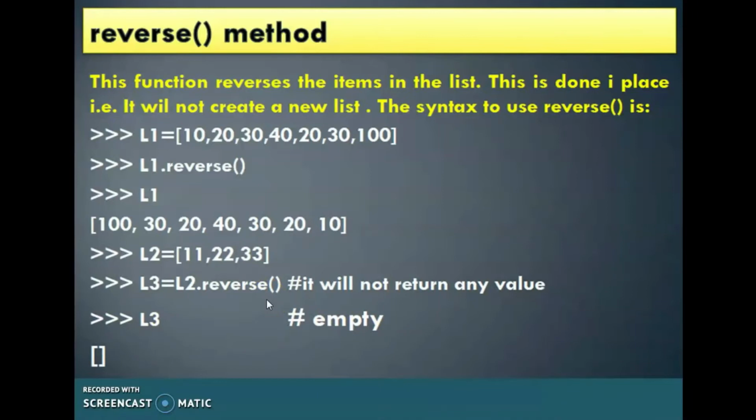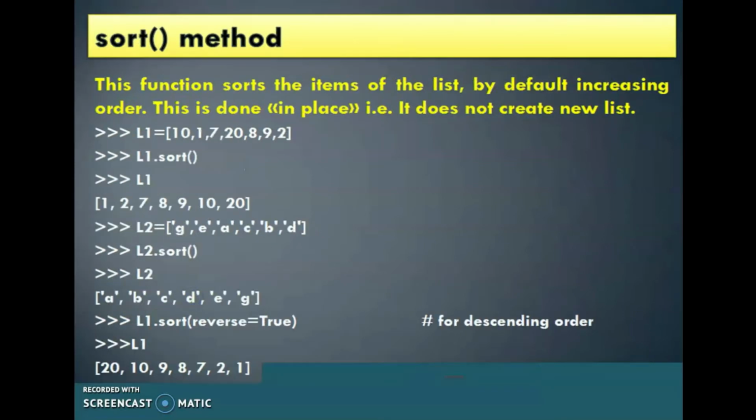This function reverses the items in the list that is done in place. In the same list itself, it will work. It will not create a new list. Okay. Just reverses the elements in a list and stores them in the same list variable itself. Okay. Clear? The next one, sort method.